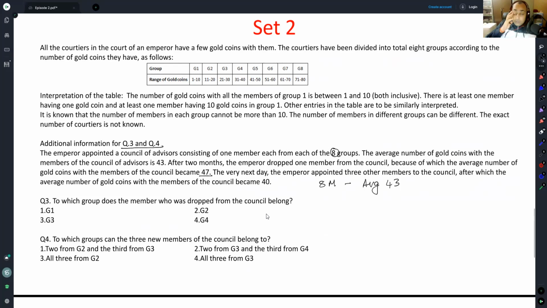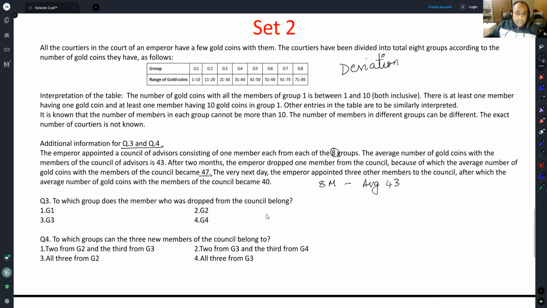Now see, I'm sure you can do it. 8 into 43 minus x divided by 7 is equal to 47, and you can solve for x. I am very, very confident you can do that. And I'm guessing most people would have done it that way. What I want to bring in here is the idea of deviation. If you work with deviation, you wouldn't even have to write that equation.